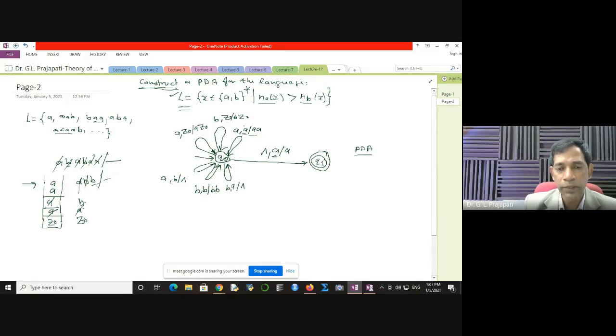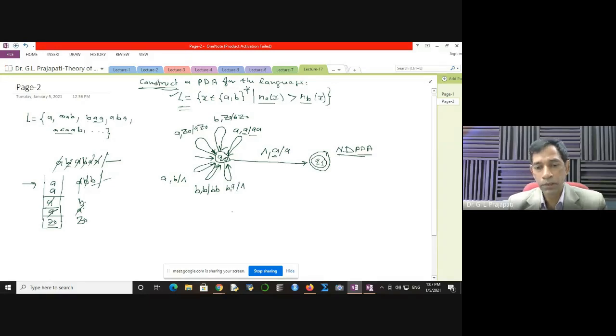If top becomes A, then machine has a choice whether it should consume the input, or without consuming the input it can transit the state, because top is same. So machine has a choice. So this is actually NDPDA. This is the NDPDA for this language.